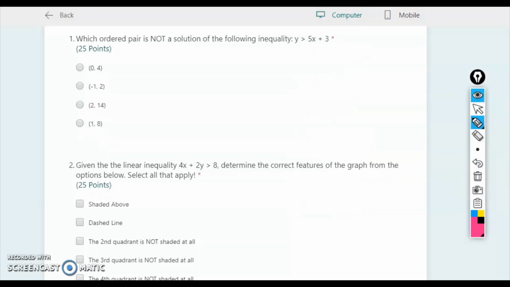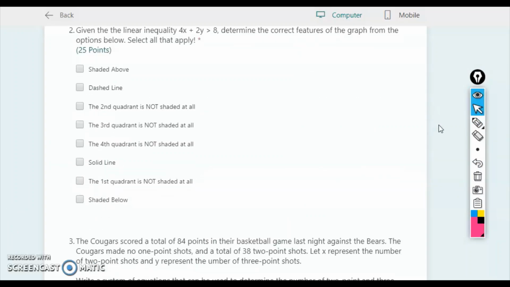Number 2. Given the linear inequality 4x plus 2y is greater than 8, determine the correct features of the graph from the options below. Select all that apply. Okay, so I'm going to be graphing this. So let me rewrite it.